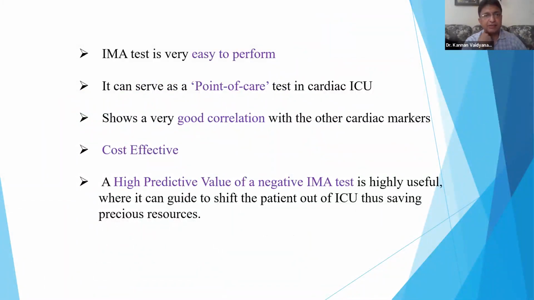The IMA test is very easy to perform and can serve as a point of care test in the cardiac ICU, so it can be used as a POCT test in the ICU setting. And in a research setting, it has shown a very good correlation with other cardiac markers and is supposed to be cost effective. A high predictive value of a negative IMA test is highly useful and can be used as a guide to shift the patient out of the ICU and save precious resources. So that is the advantage of the IMA test. One, it is easy to perform and can be used as a POCT test in the cardiac ICUs and has a good correlation.